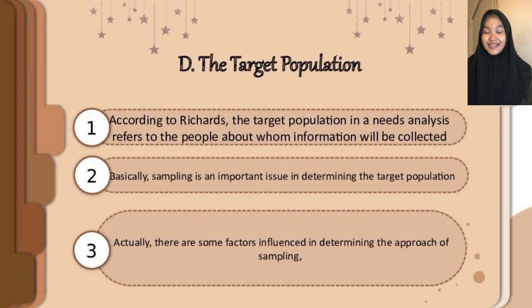The next, D, the target population. The first, according to Richards, the target population in a needs analysis refers to the people about whom information will be collected. The second, basically sampling is an important issue in determining the target population. And the last, actually there are some factors that influence the approach to sampling.